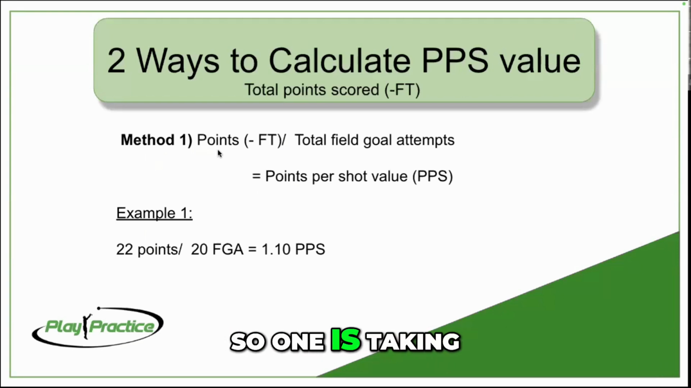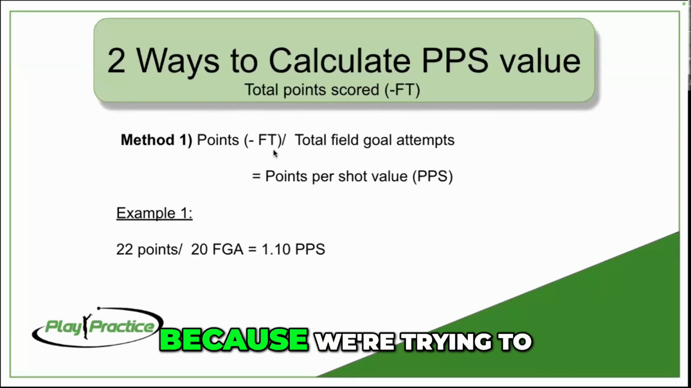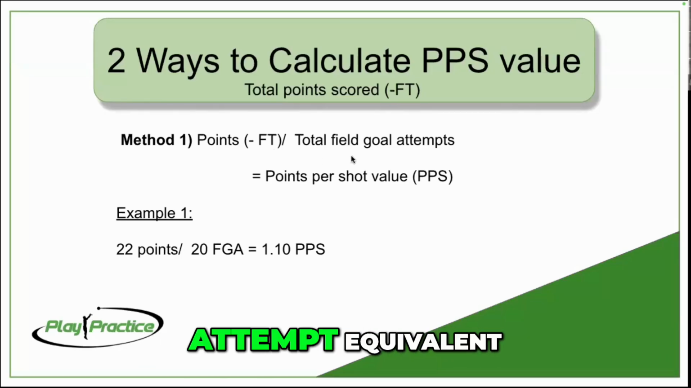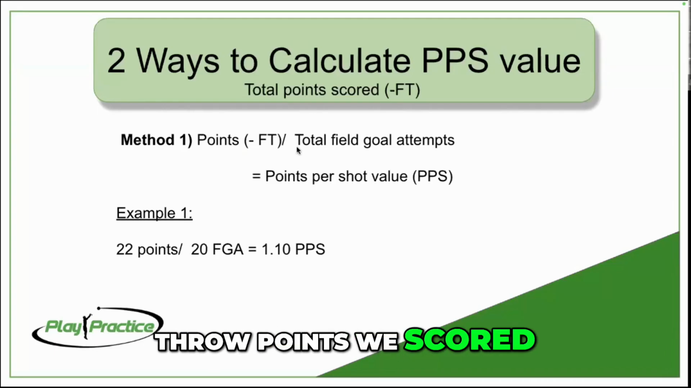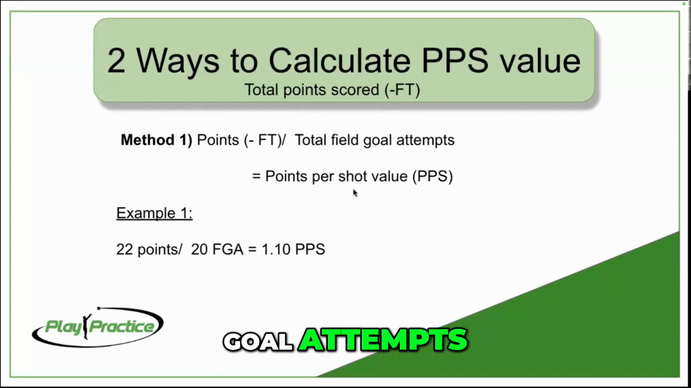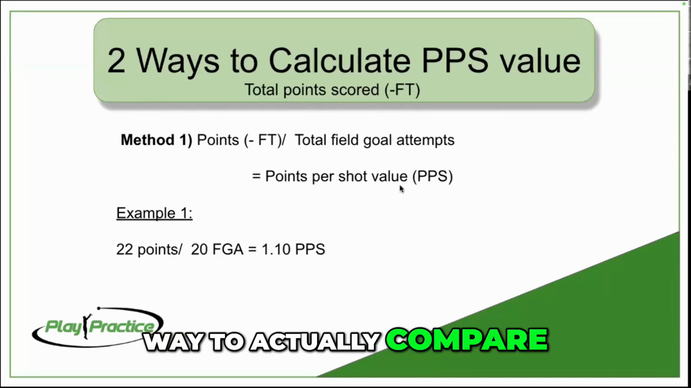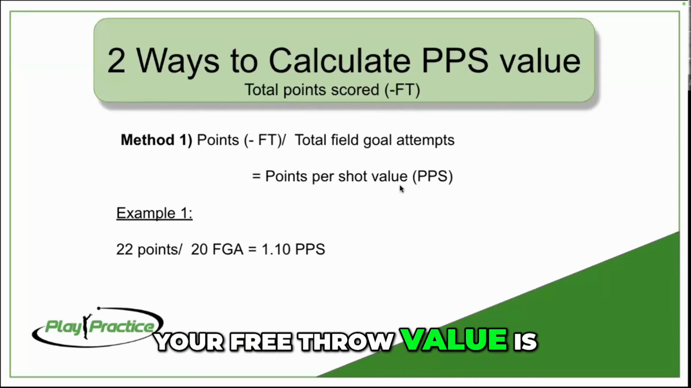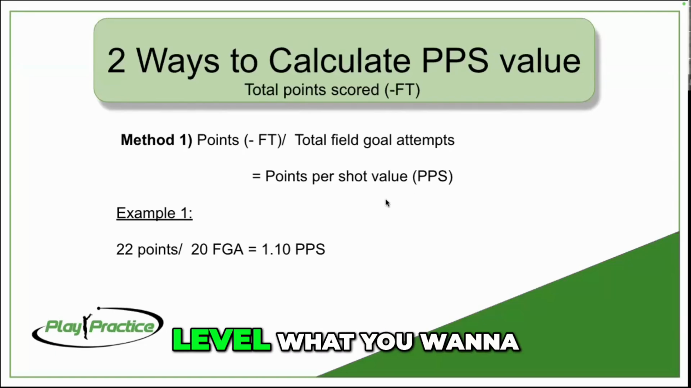So one is taking your total points, without including free throws in this case, because we're trying to get a field goal attempt equivalent. So points, without including whatever free throw points we scored, divided by total field goal attempts. That gives us our points per shot value. And there is a way to compare apples to apples what your free throw value is, which we'll get to in a little bit. But this is top level what you want to do with this.